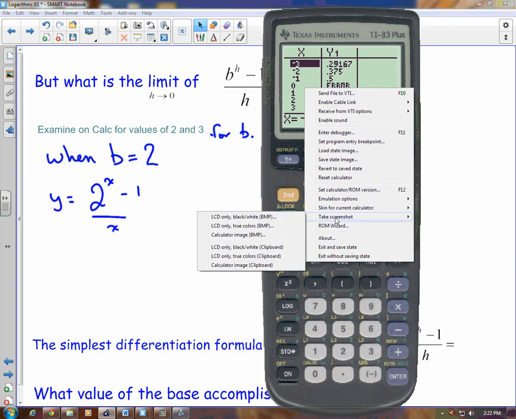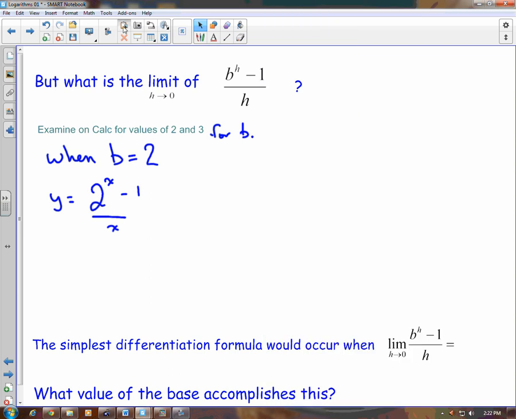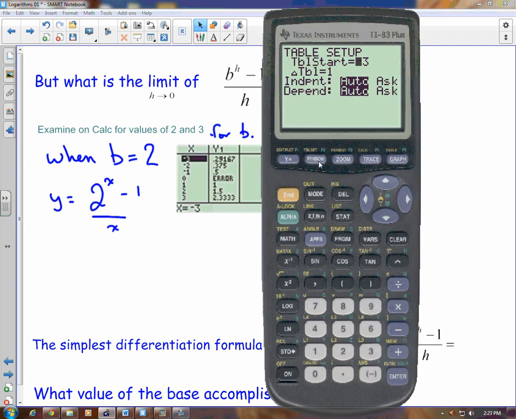So we'll take a little screenshot, just a little thing there, and paste it. So that way, let's do this. Okay, so this is b is equal to 2. We're going to do this again by shrinking the table. We're going to start at 0, and we're going to go up by 0.1 this time. And take a look at the table.